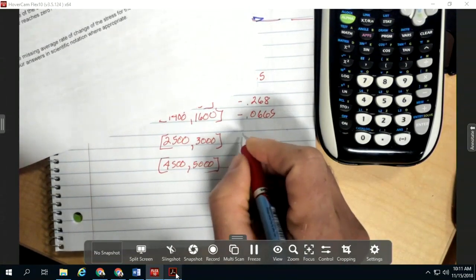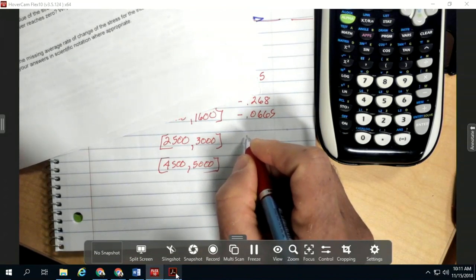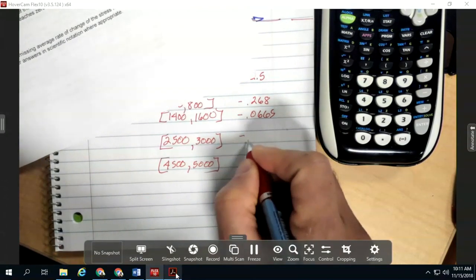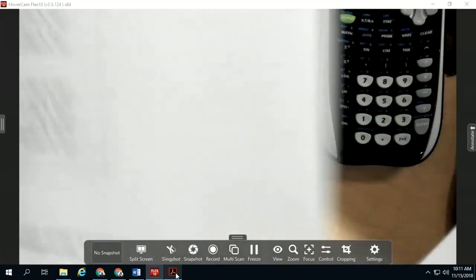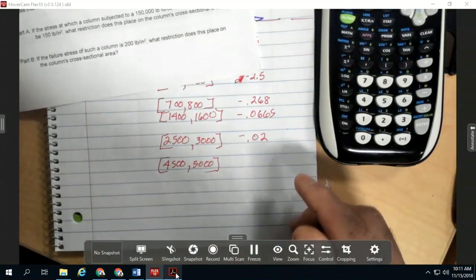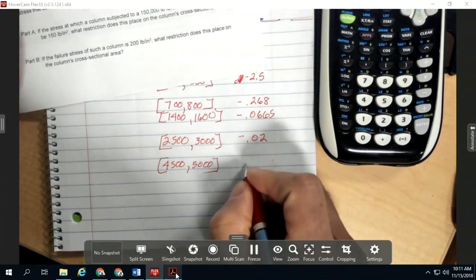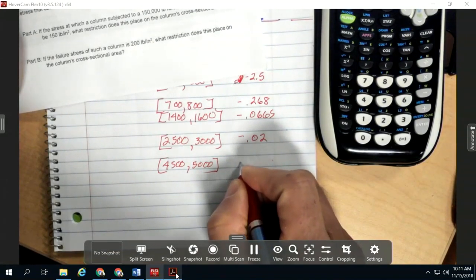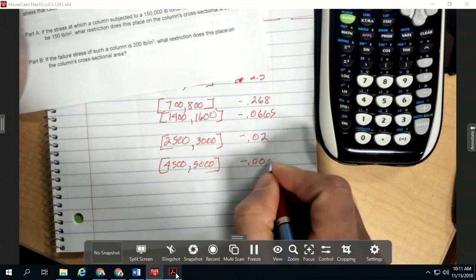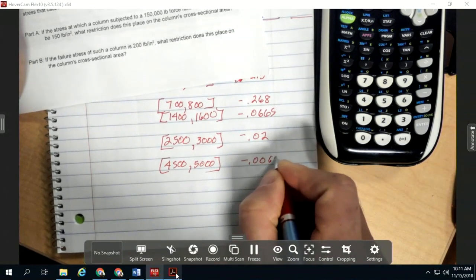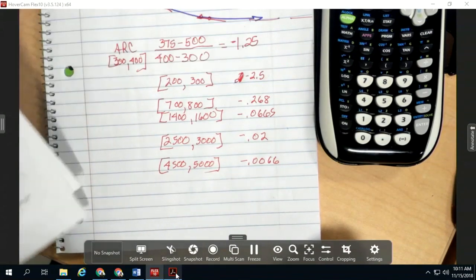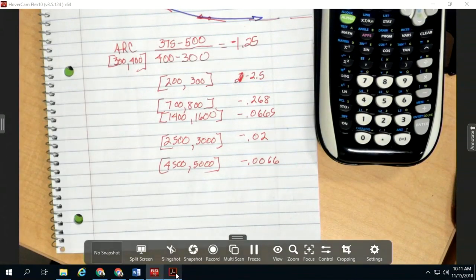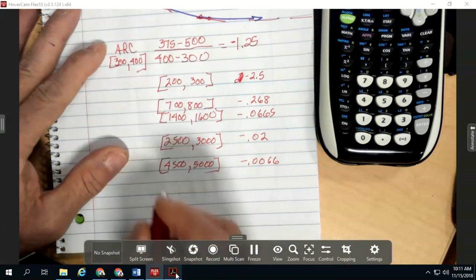2500 to 3000. Negative 0.02. And 4500 to 5000. Negative 0.0066. Okay. So you can see as we get farther and farther along that this stress keeps getting closer and closer to zero. It's just rate of change.